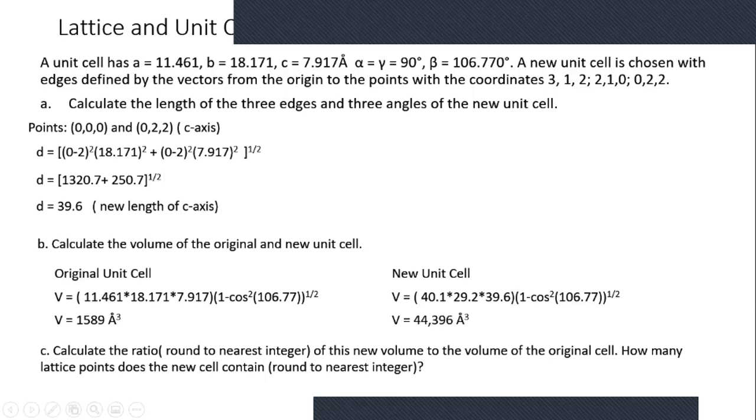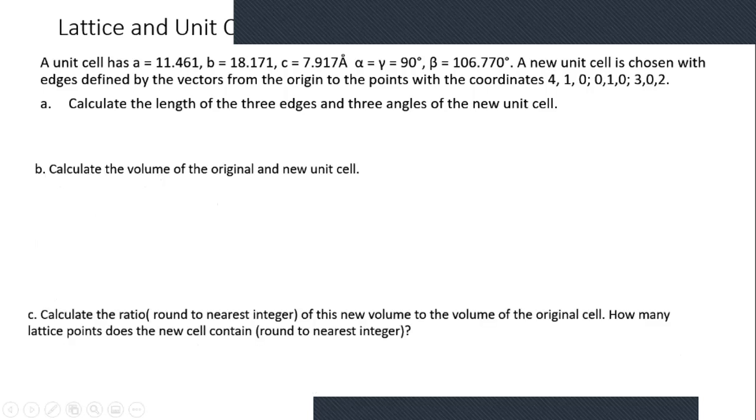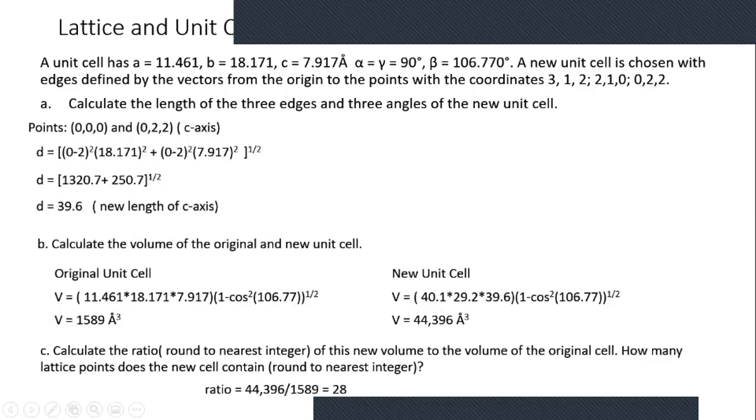So you see we started at 1589 angstroms cubed. Our new unit cell is 44,396. We want to calculate the ratio between the new volume and the original cell, and how many more lattice points the new cell contains. So we take the ratio, it's 28. So the new cell would contain 28 lattice points because the ratio between the two volumes is roughly 28.